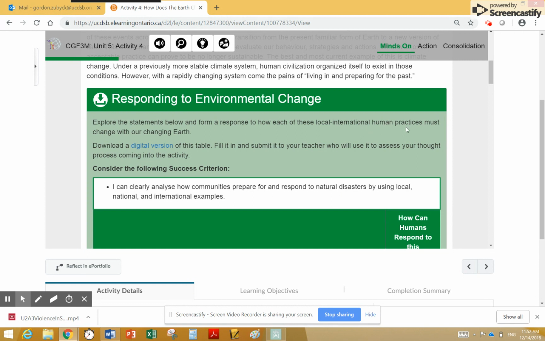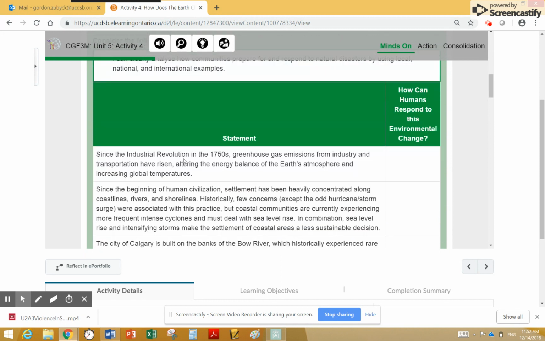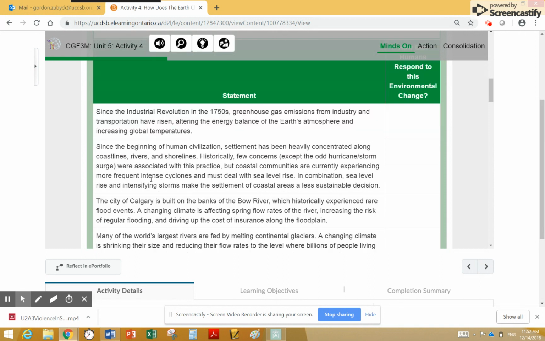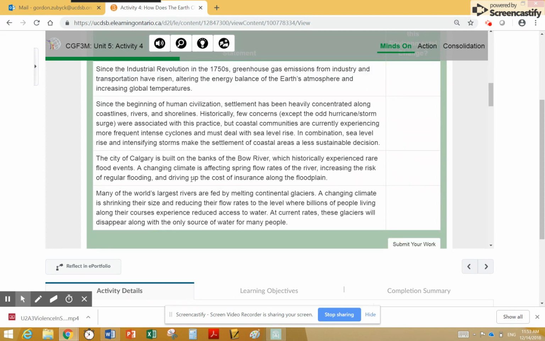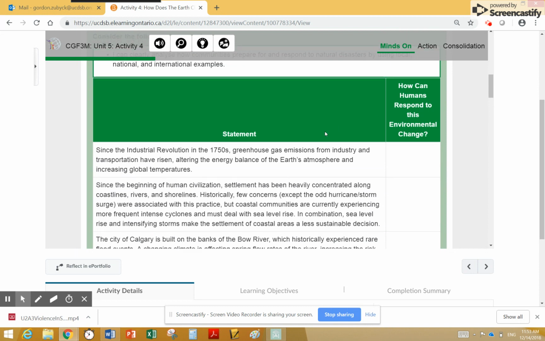But what you want to do is think about how humans can respond to these environmental changes. So here it's talking about the Industrial Revolution, of course, then you've got emissions and greenhouse gases and climate change. So how can humans respond to this? And then it talks about where societies or civilizations have tended to settle or locate themselves. So again, how can we respond? Because there are things happening now that maybe make those locations not as safe as they used to be. Anyway, all these are different scenarios and situations, and you need to come up with some ideas on how humans can respond to these environmental changes.